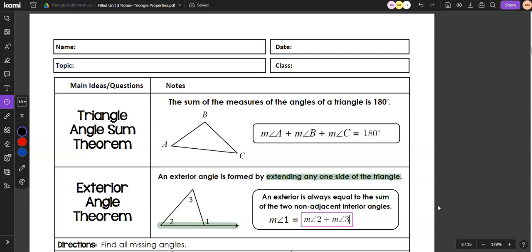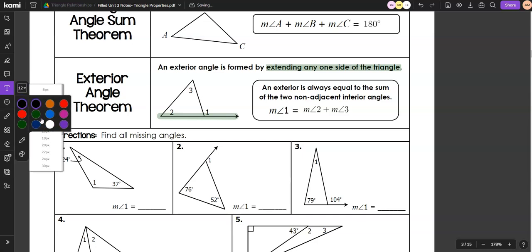We add them together. All right, so now we're going to do a couple of examples. So we're going to look at number 1. Number 1 is fairly easy. They give us 2 interior angles and ask us to find the third.